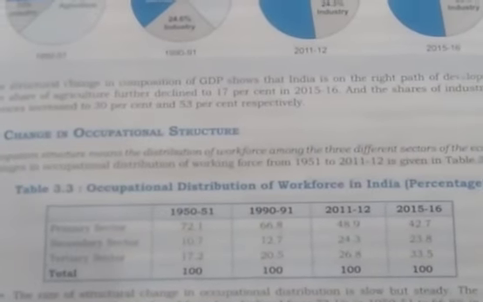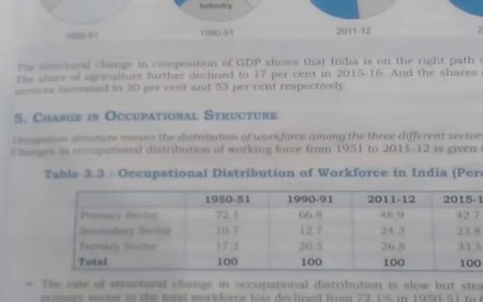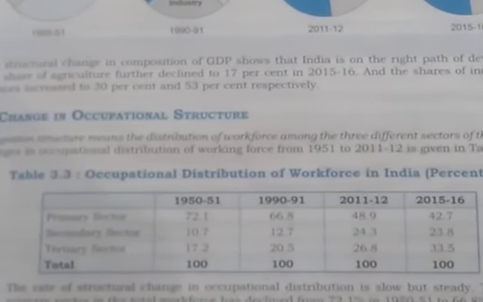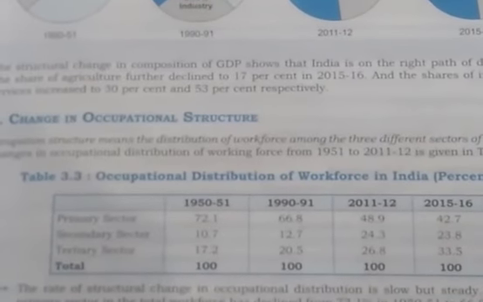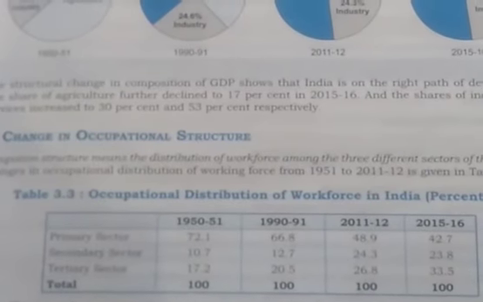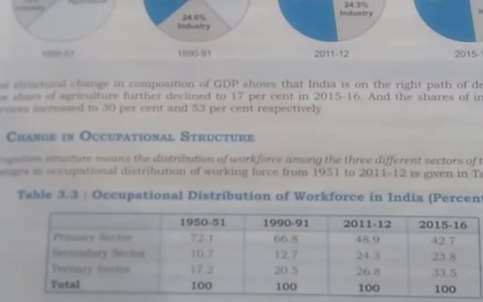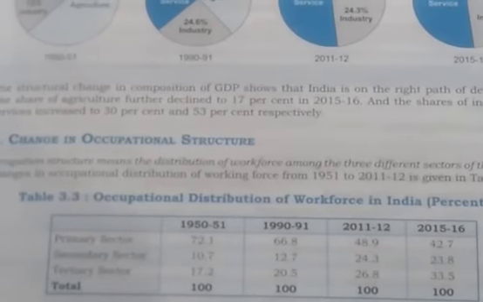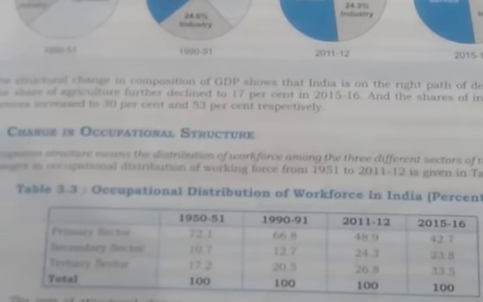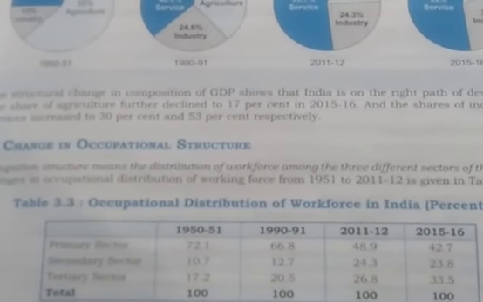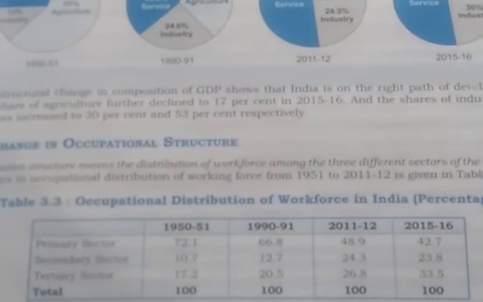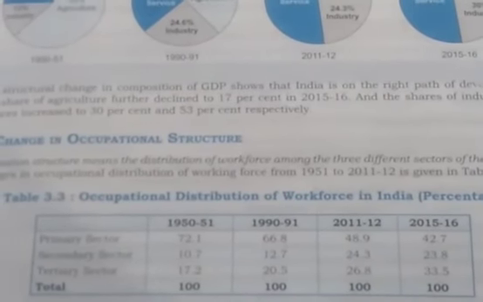On the other hand, there was a change in the occupational structure also. The table reflects how the primary sector, which was contributing 72.1% of employment in 1950-51, has decreased to 42.7% in 2015-16. This share even shows that the agriculture sector still dominates in providing employment to the people. So this has to be changed so that the dependence on agriculture for employment purposes can be reduced.